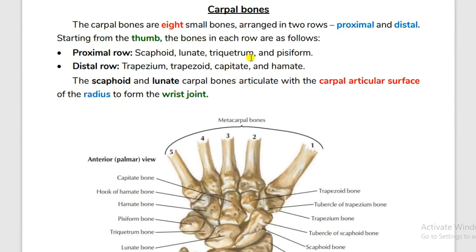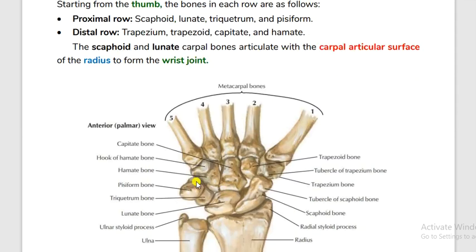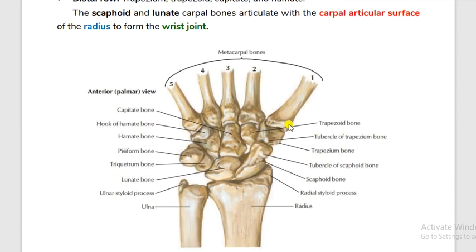Starting from the thumb, the bones in each row are as follows. In the proximal row, these are the carpal bones here, 8 bones in total. In the proximal row, there is the scaphoid, the lunate, the triquetrum, and the pisiform. Starting from the thumb, this part here is the thumb. This is the side of the thumb because you can see the radius here. The scaphoid, the lunate, the triquetrum, and the pisiform bone.